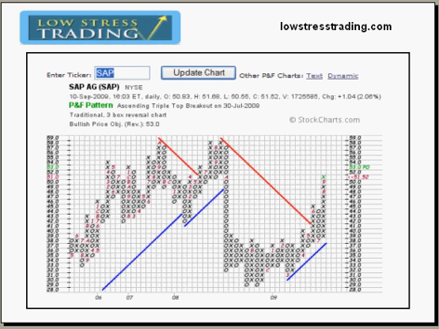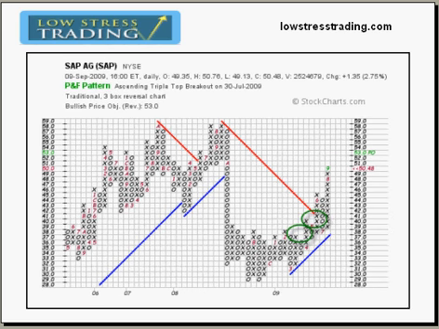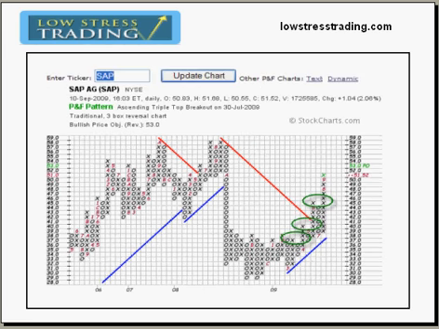The company is SAP AG, symbol SAP. This stock has had several ascending double top breakouts since the year started. The first ascending double top breakout occurred in April, as indicated by the green oval. The second occurred in May, and the third and longest running was in July.